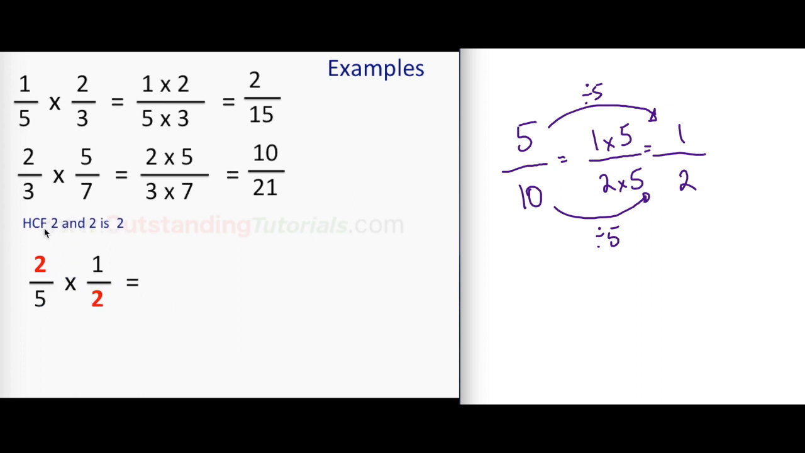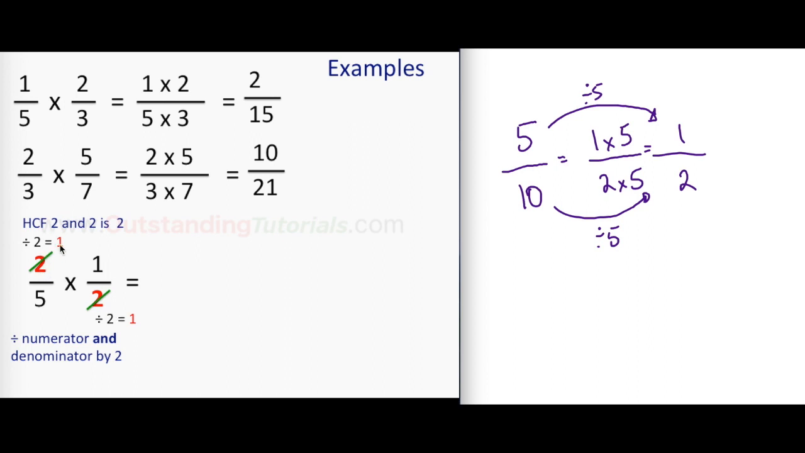What would we do? Highest common factor of these two numbers is 2. So I divide the numerator and denominator by 2. If I divide this by 2, I get 1. Divide this by 2, I get 1. Now what do I multiply? Well, these two have been simplified. Top and bottom of the fraction have been now simplified by the same thing. So this is allowed. What you do to the top, you do the same to the bottom. We've done that. Divide by 2, divide by 2.